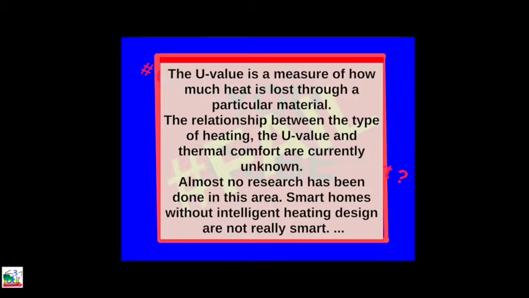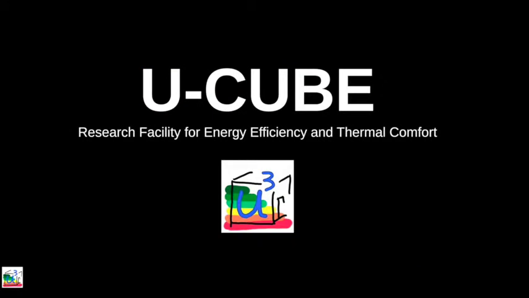The relationship between the type of heating, the U value, and thermal comfort are currently unknown. Almost no research has been done in this area. Smart homes without intelligent heating design are not really smart. The solution to these problems is UCube, which is a research facility for energy efficiency and thermal comfort.